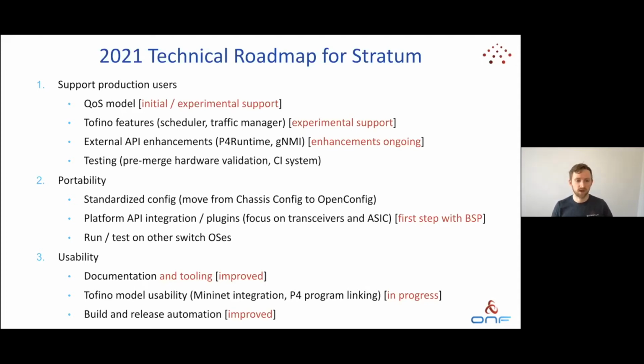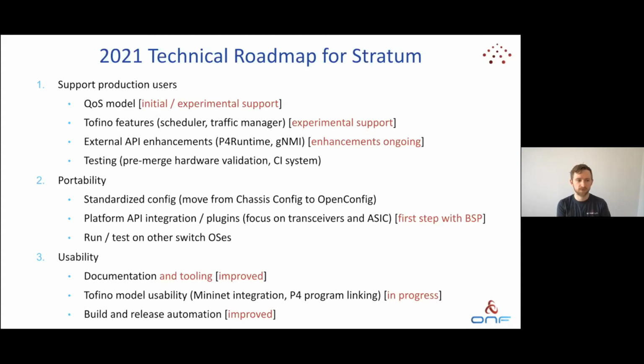We also want to make Stratum more ubiquitous. We want to make it run on more platforms. We want to make it run on more base distros. We want to support more plugins like transceivers. And so with the BSP support that Max described, we're really taking a first step towards enhancing our story for increasing platform support, peripheral types, and base distro. And then we also want to run and test some of these capabilities on other switch OSs. That's planned for maybe later this year.